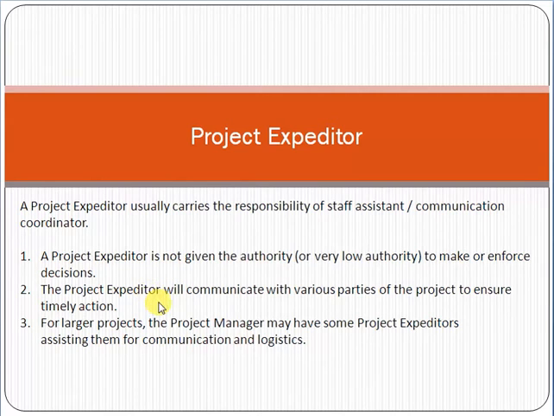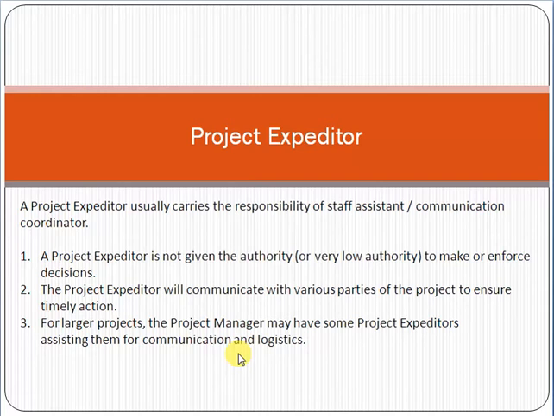So the project expediter is given no authority, or very low authority, to make or enforce decisions. The project expediter will communicate with various parties of the project to ensure timely action. For larger projects, the project manager may have some project expediters assisting them with communication or logistics.